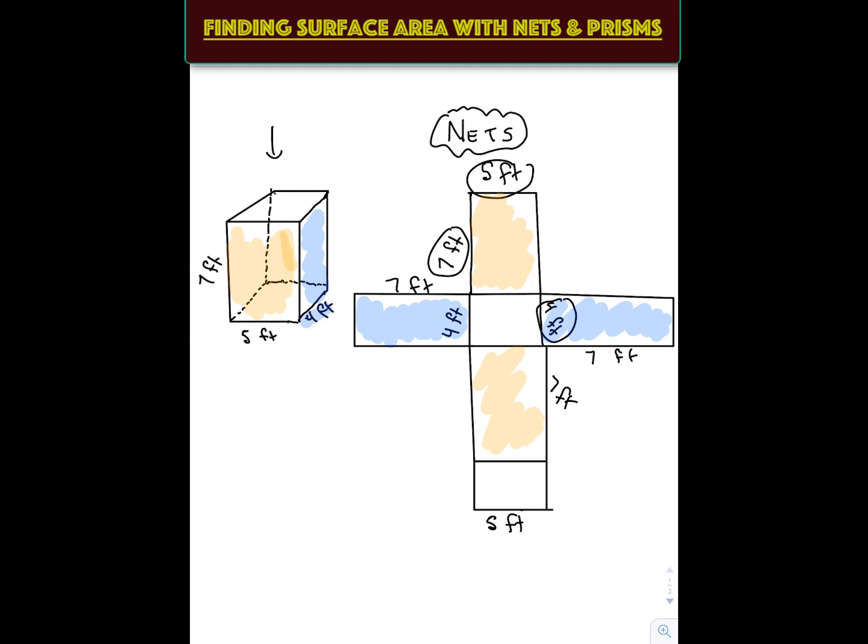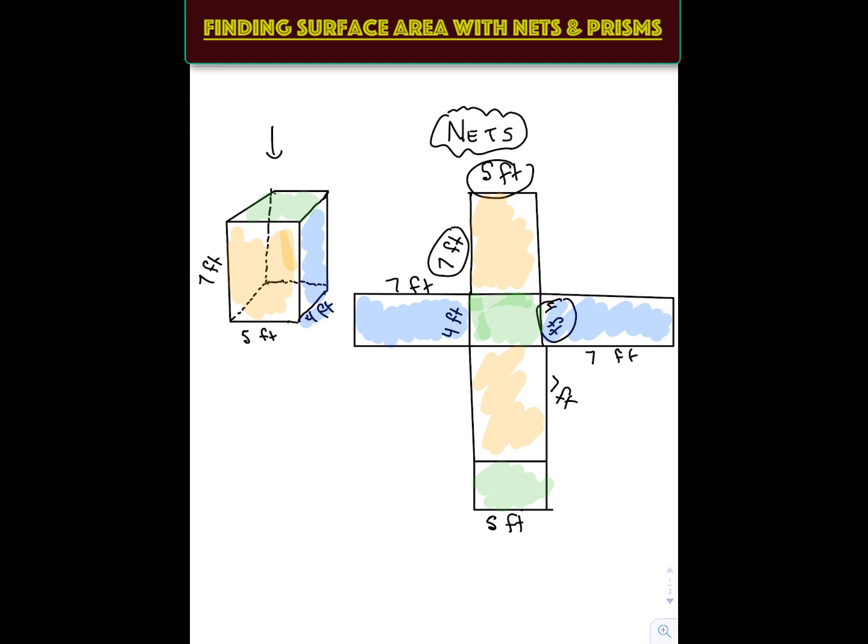Finally, we have our top and bottom, and our top is 5 feet wide by 4 feet long. On our 3D picture it's modeled right there, and on our net, you can see here we have it 4 feet wide by 5 feet long. So there is our top and our bottom. And basically, if we find the area of each face, we find the area of the prism. And that's how you find surface area for any prism, is that you could technically break it down into its nets. And so let's go ahead and find the surface area using the net.